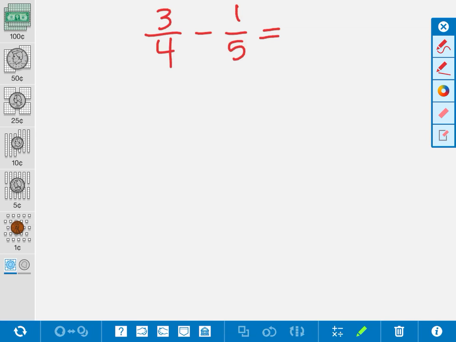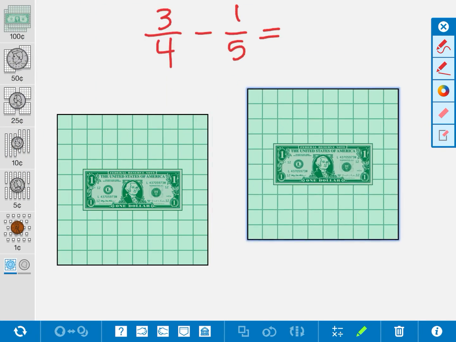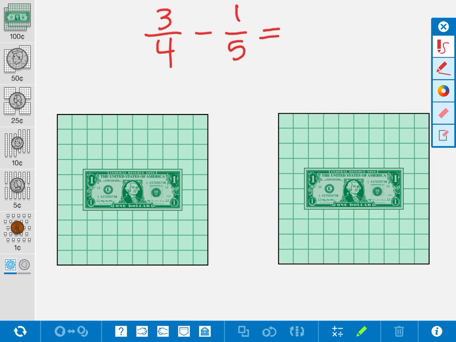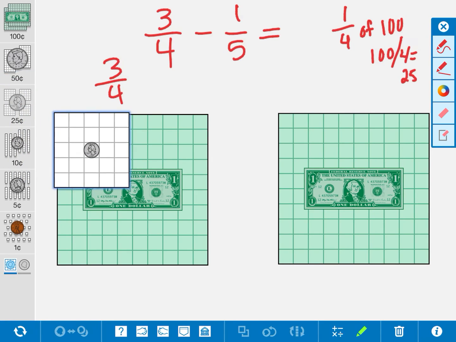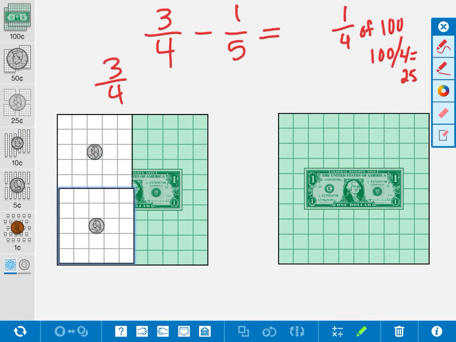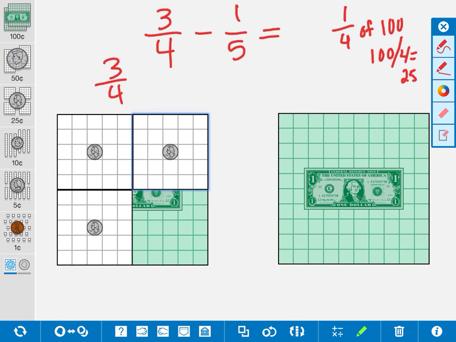Okay, so first thing I'm going to do is bring over my money pieces. I've got my full board here, and I want to figure out 3/4 of a dollar and put it on this money piece. 1/4 of a dollar, I'd look at 1/4 of 100. So I'm splitting up 100 into 4 even groups. 100 divided by 4 is 25. I know that a quarter equals 25 cents. So I'm going to pull over 3 quarters because I have 3/4 of a dollar here.